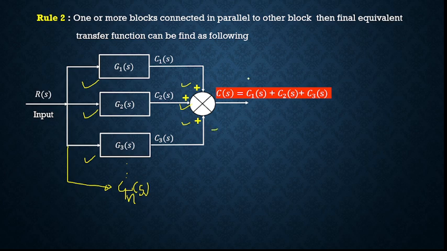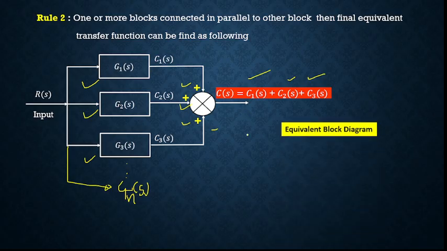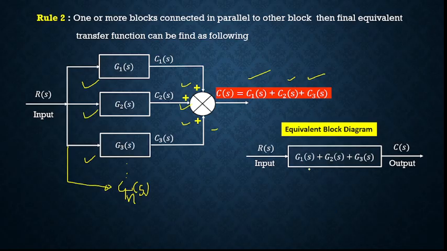But what is C1 of S, what is C2 of S and what is C3 of S? For that we need to find the transfer function for each. So the equivalent block diagram for this will be G1 of S plus G2 of S plus G3 of S, with C of S as the output. So here C of S upon R of S is equal to G1 of S plus G2 of S plus G3 of S.